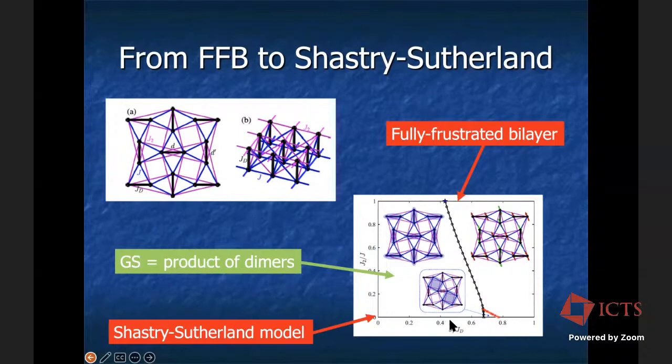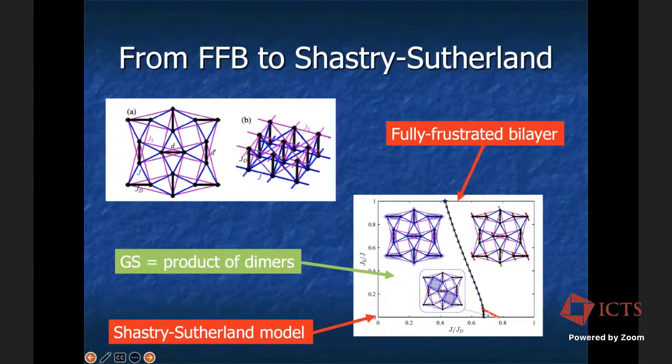And as we increase the interdimer coupling, we have the whole phase here where the ground state is just a product of dimer singlets. So we have a clear analogy between this phase here and the dimer phase of the fully frustrated bilayer. And when we increase the coupling further, we have a first order transition to a spin 1 antiferromagnet for the fully frustrated bilayer. We have a first order transition to another phase for the Shastry-Sutherland, but we still have a first order transition. So maybe this system could be an experimental realization of something very similar to what we found in the fully frustrated bilayer.